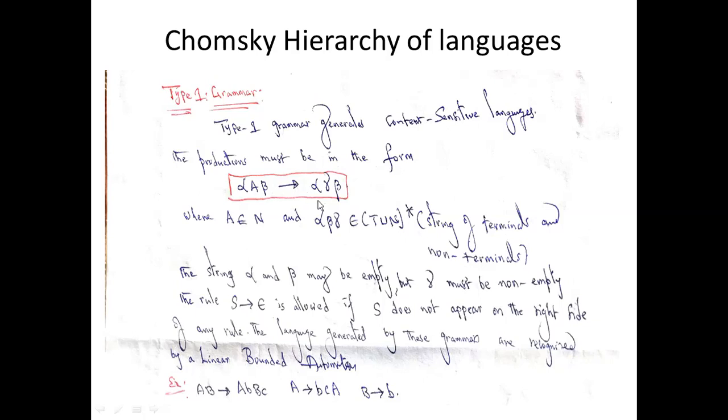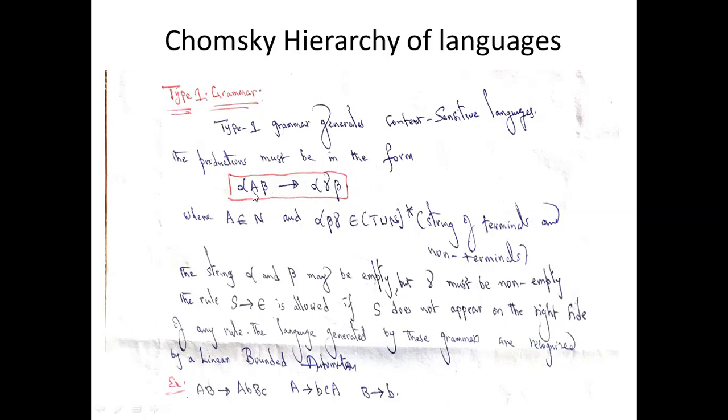So we can take any group on the right side. Even if alpha and beta are empty, meaning epsilon, the left side should have at least one non-terminal symbol. That is the condition. Here alpha and beta are epsilon, but gamma should not be empty. So gamma should contain at least one terminal or one non-terminal. Gamma is also a string of terminals and non-terminals. It can be one terminal, or one non-terminal, or a group of terminals and non-terminals.